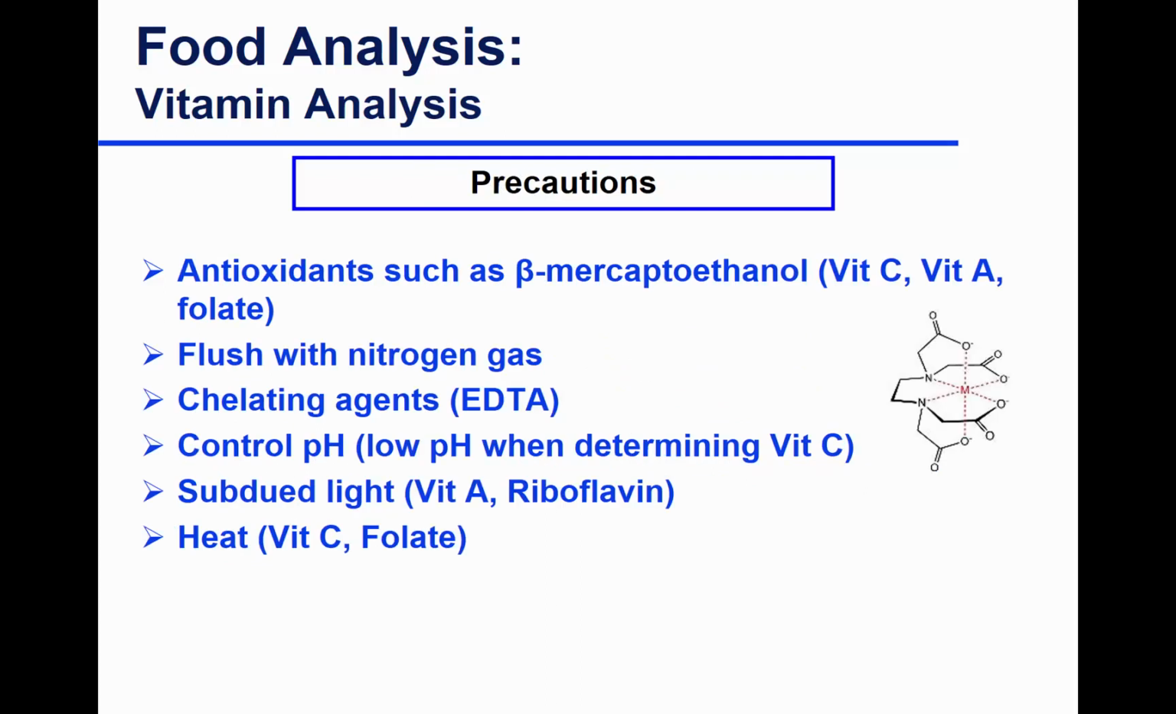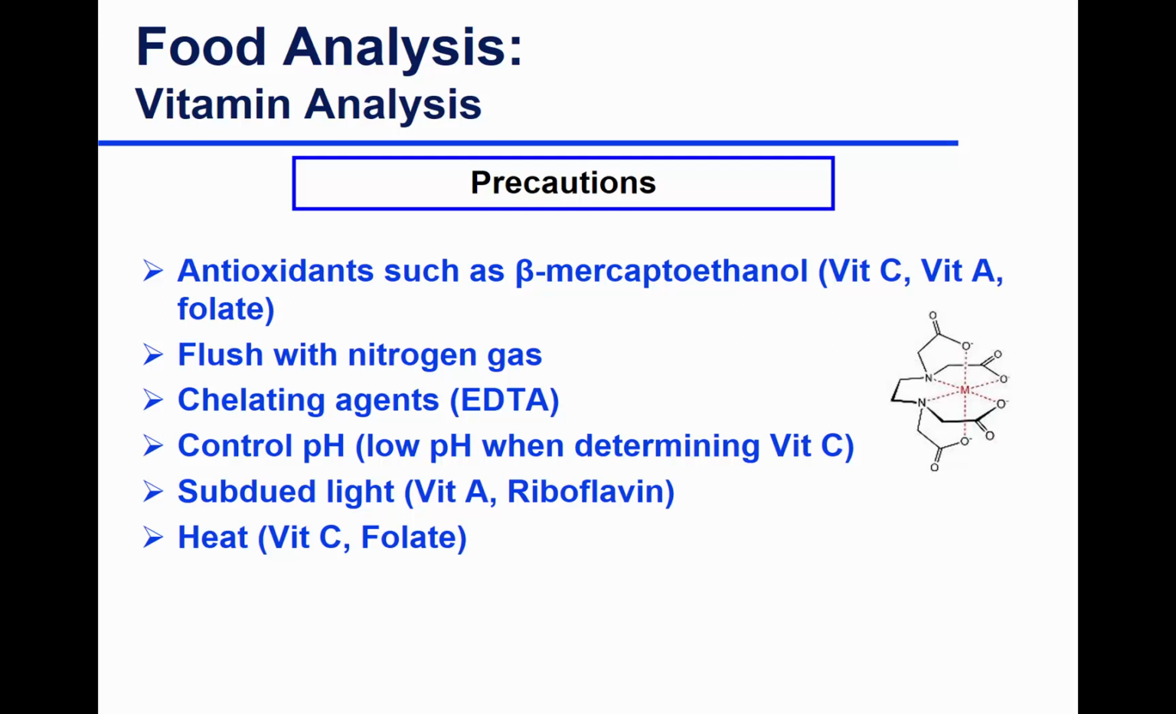Precautions, we already mentioned some of that. Antioxidants such as beta-mercaptoethanol, which we call reducing agents, are added during analysis of vitamin C, vitamin A, and folate, because all of these vitamins are prone to oxidation. So during sample prep, we add antioxidants.